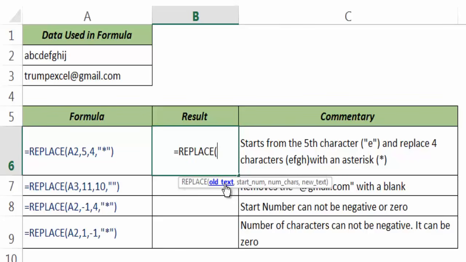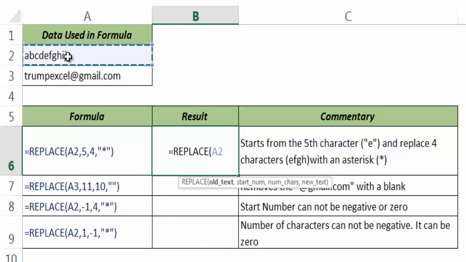First is old text, where you want to replace some string. Start number is the character position in that text where you want to start the replacement. Number of characters is the total number of characters you want to replace, and new text is the text with which you want to replace those characters. So let me show you how this works.